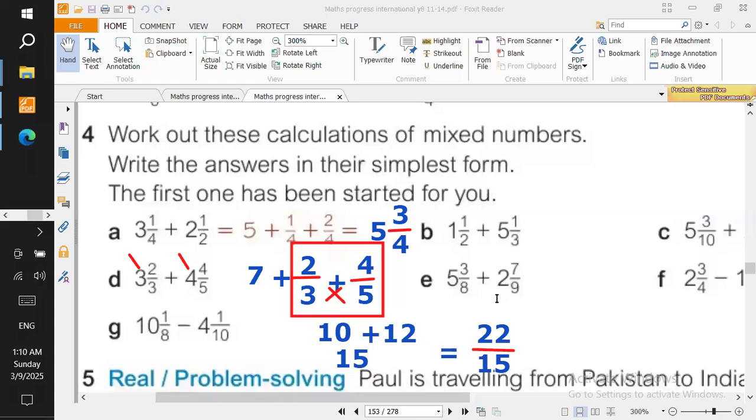So let's see how it works. Okay. First, 22 over 15, I want to make it a mixed number. And then I'm going to add 7 to it. Okay. So first, we use the same denominator, which is 15.